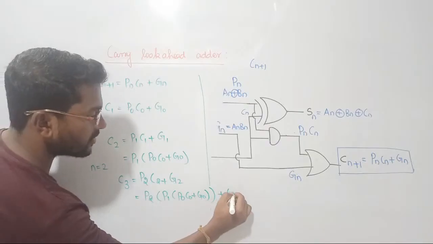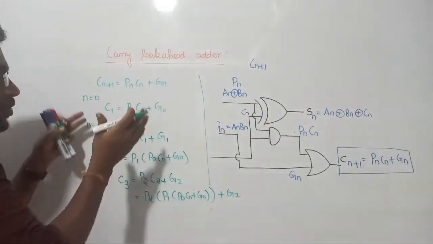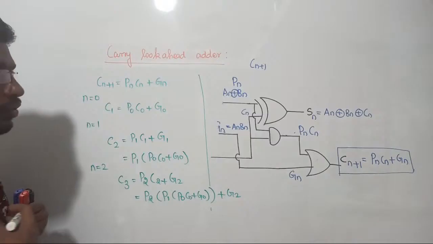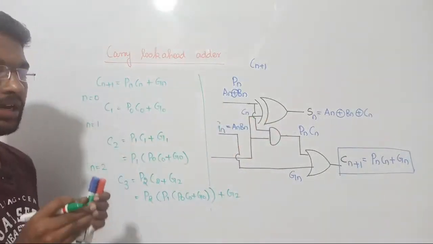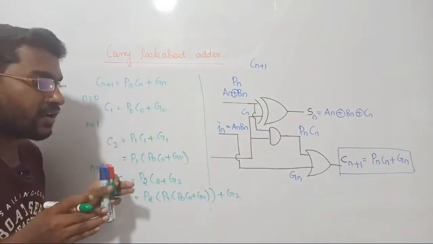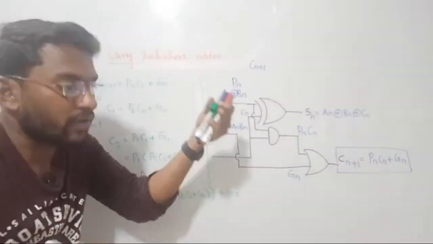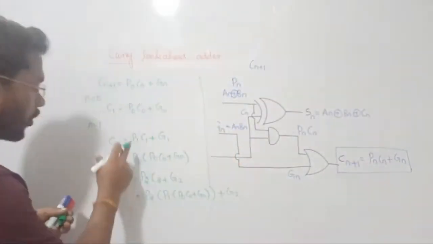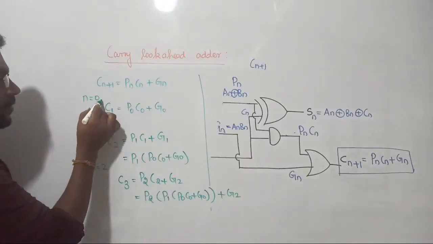So plus we have to consider G2. Guys, did you notice the one more thing here? I told you, in the parallel adder circuit, I had a drawback. That drawback is each and every full adder circuit is waiting for the previous one. But now, if you notice this one, the carry generated by the second one, right?